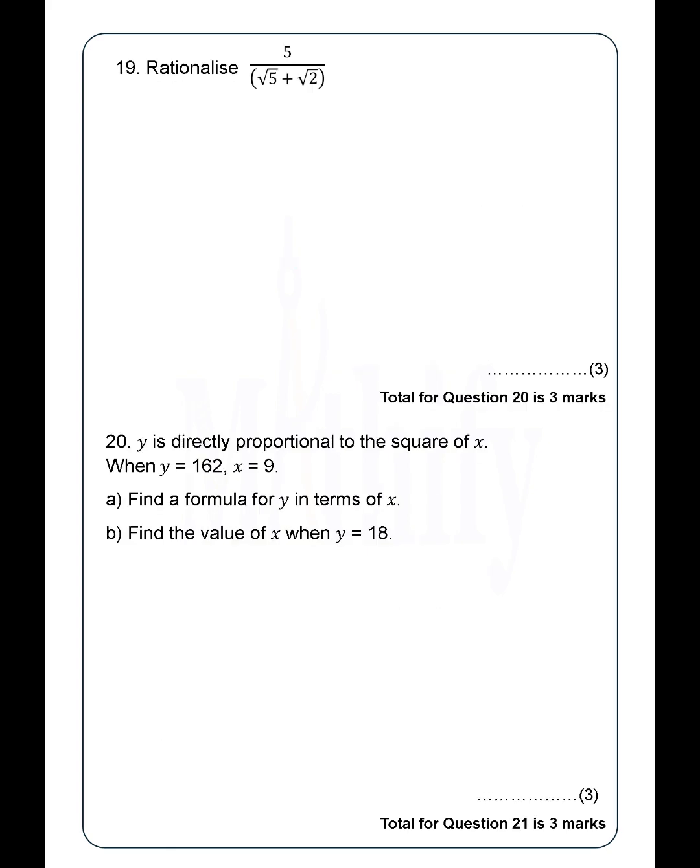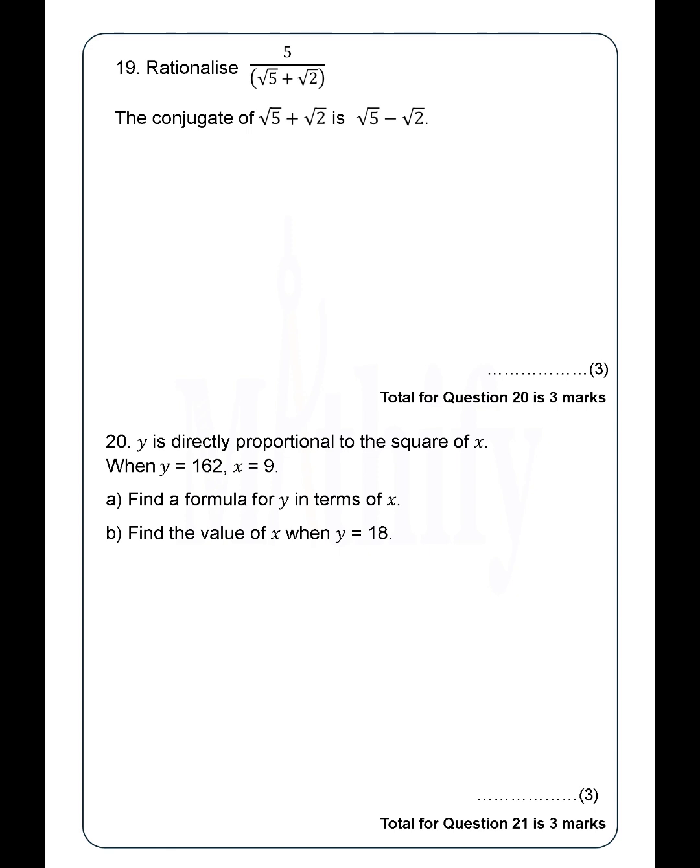Question 19. Rationalize 5 divided by square root 5 plus square root 2. So this topic is rationalizing the denominator. The whole purpose of rationalizing the denominator is to get rid of the surd at the denominator. So to work this out, we need to know the conjugate of square root 5 plus square root 2. Conjugate means the opposite: square root 5 minus square root 2.